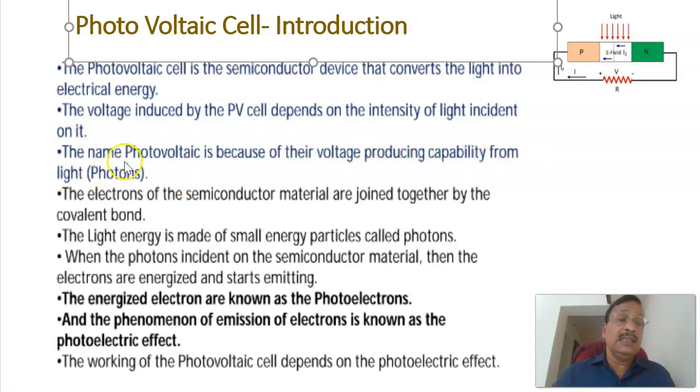Since light energy, that is photons, is converted into electrical energy. The light energy means photons. Photon energy, that light is being converted. That is why it is called photovoltaic.